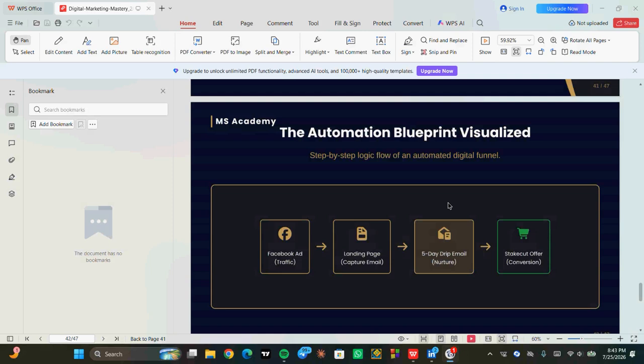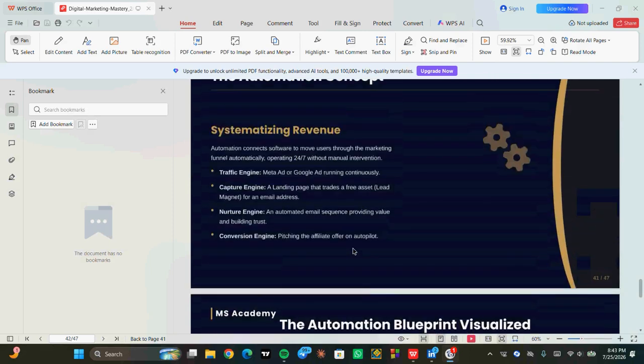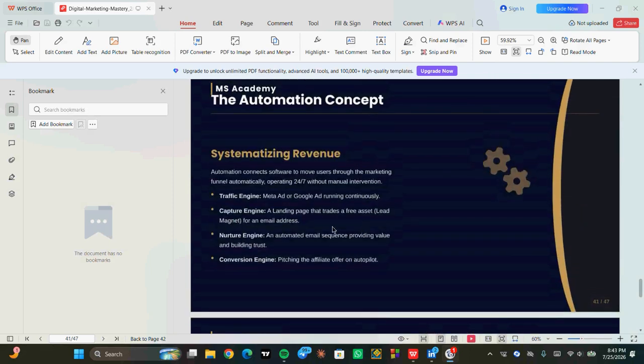When you run a Facebook ad targeting people interested in making money online or promoting a free guide on digital marketing, the users will most likely click your ad and are redirected to your website. After they are redirected, that is where step two comes in, the landing page. What is the landing page? A specialized web page designed to trade a free asset as the lead magnet in exchange for a visitor's email address. That's what was explained in the capture engine.